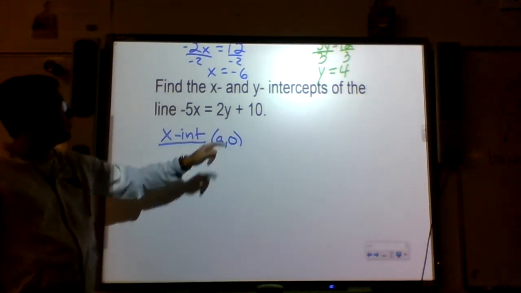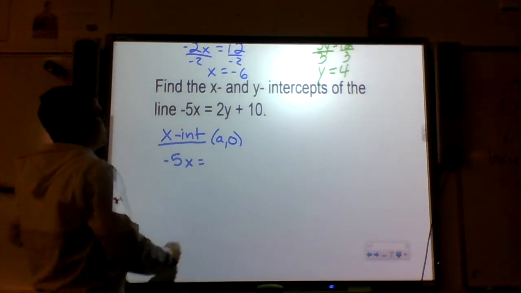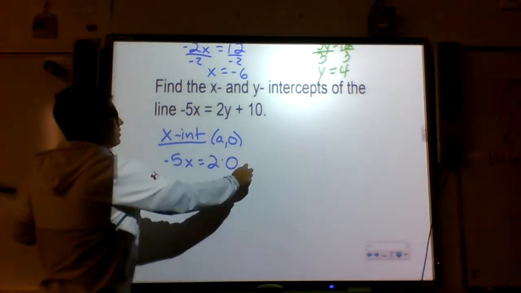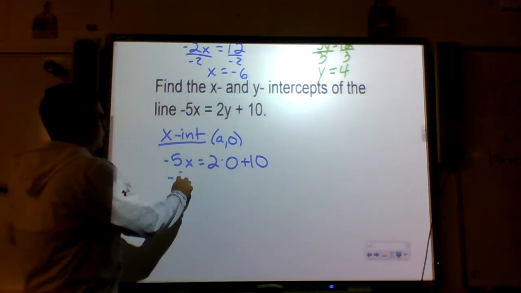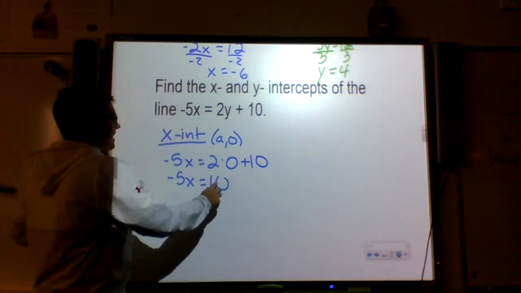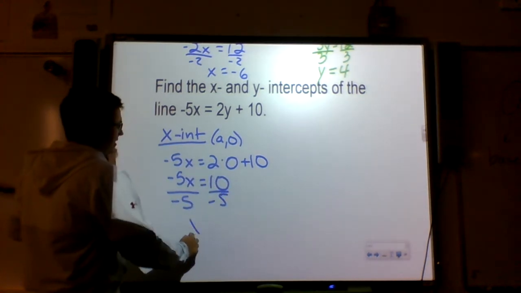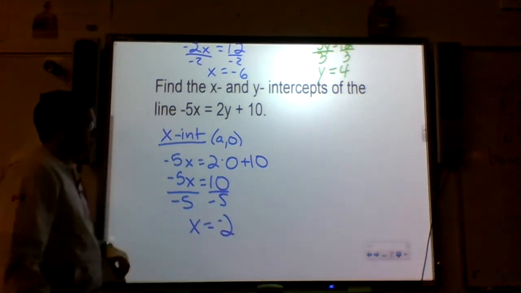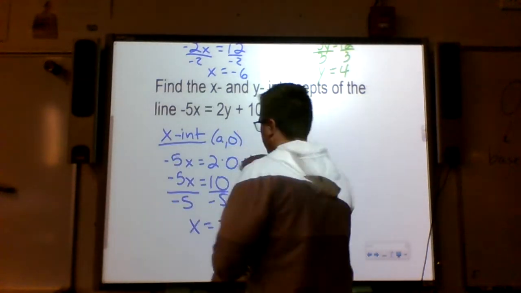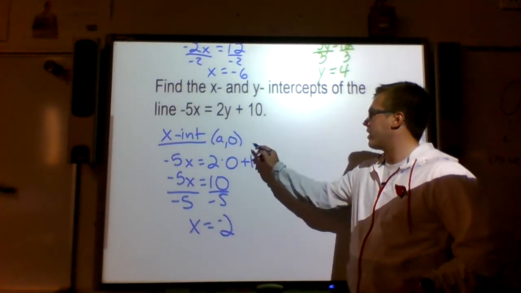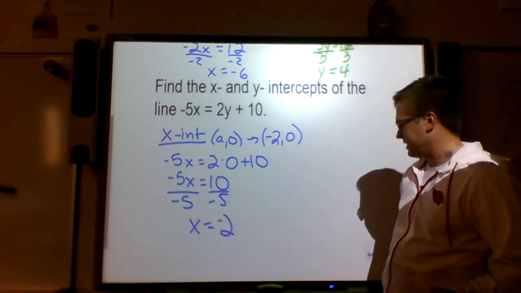So I'm going to plug in 0 for y. So I've got negative 5x equals 2 times 0 plus 10. Well, 2 times 0 is 0, so I'm left with negative 5x equals 10. Divide by negative 5, x equals negative 2. And right away, I'm going to write my answer as a point. If negative 2 is our x value, that means I would have the point (negative 2, 0).